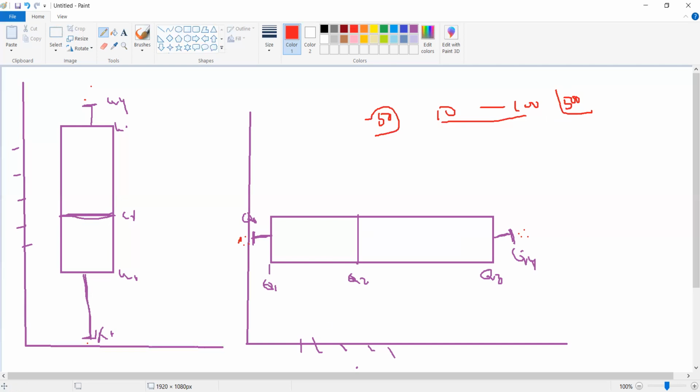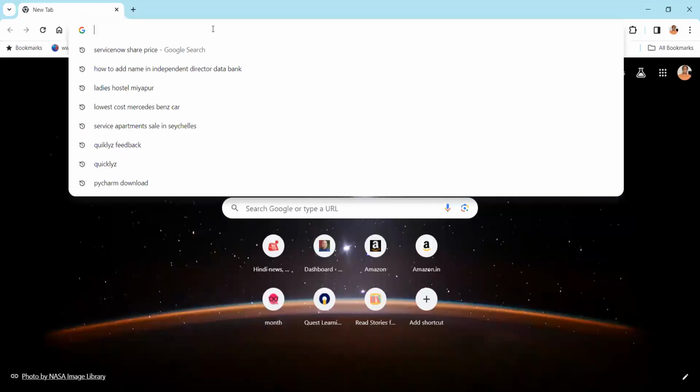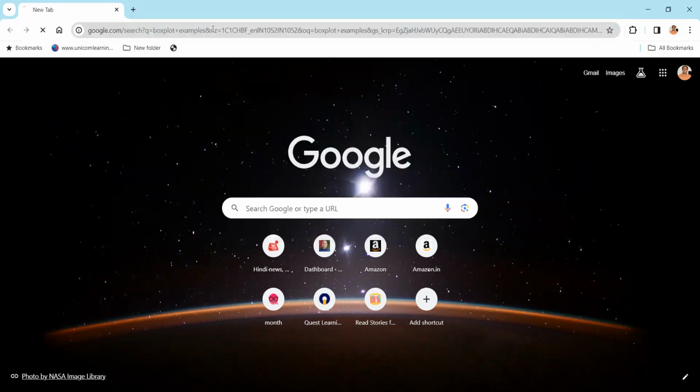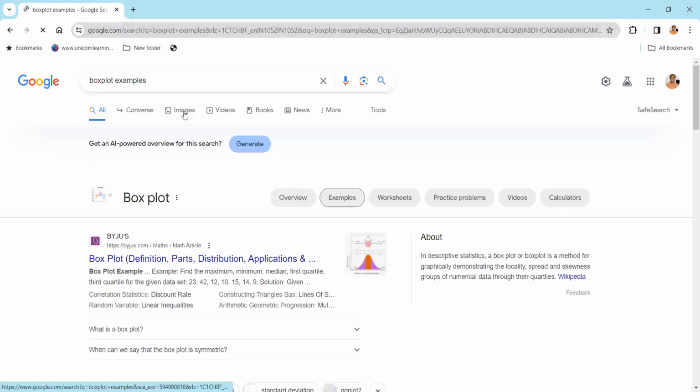So let's talk about some examples here. Okay, because we need to identify some examples so that you understand how box plot works or what is the significance of box plot in data analysis. So I'm saying box plot examples. Okay, and I'll put on images.